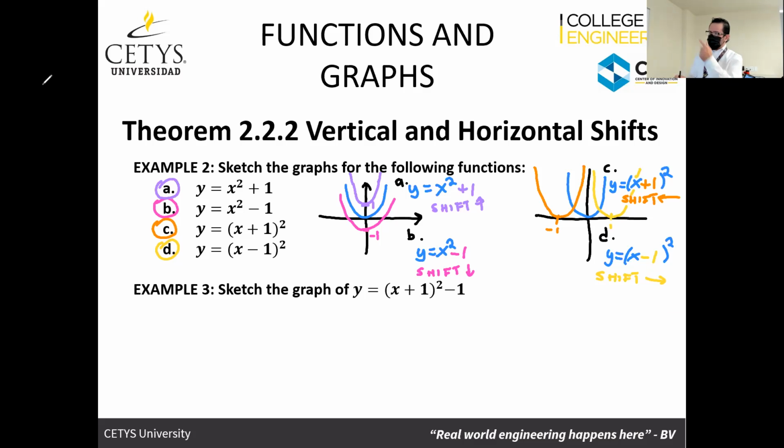Now let's look at example 3. Sketch a graph of x plus 1 squared minus 1. What we're going to do here is do this in steps instead of putting everything on one graph. So first, the base power function is y equals x squared. So that's this one that we've got here.